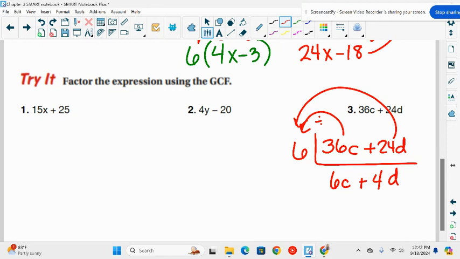Can I try again? Yep, they're both even, so I know I'm going to try 2. So 6 divided by 2 is 3C, and positive 4 divided by 2 is positive 2D.